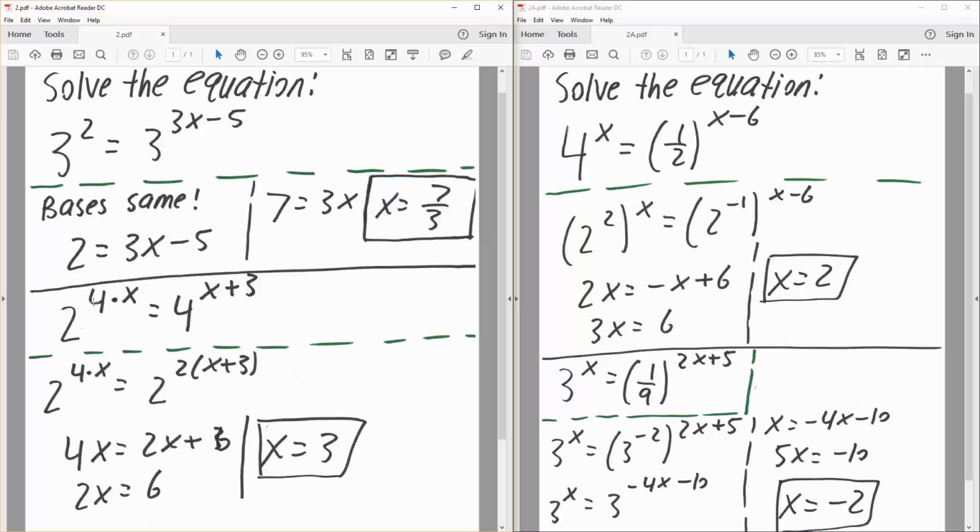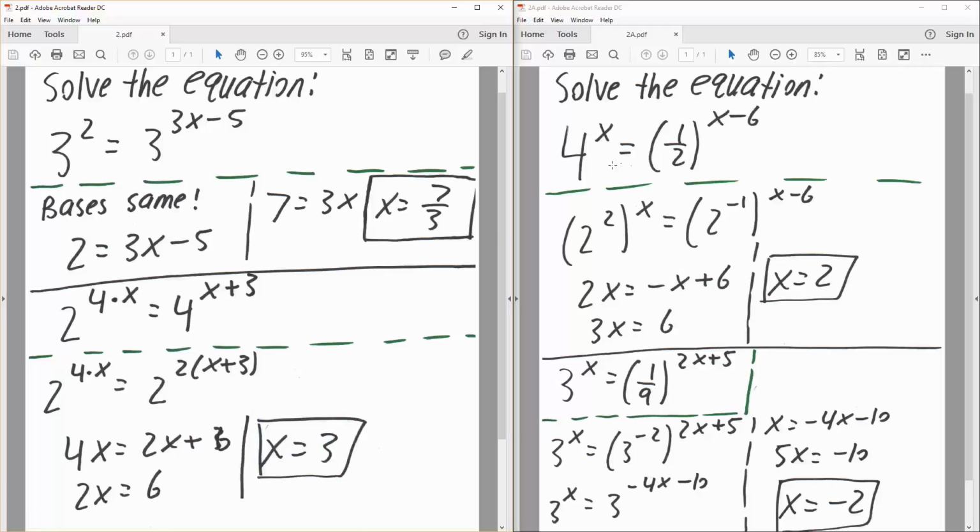Next, we have 2 raised to 4 times x is equal to 4 raised to x plus 3. And so the trick in this problem is to get a common base. So for this we have 2, and for this we have 4. So instead of saying 4, we could say 2 squared. 2 squared is equivalent to 4. So 4x is equal to 2 times parentheses x plus 3. So 4x is equal to 2x plus 6, minus 2x, minus 2x. So 2x is equal to 6, therefore x is equal to 3.